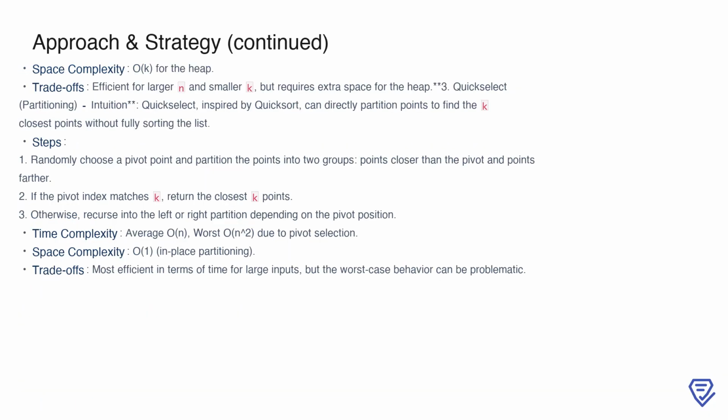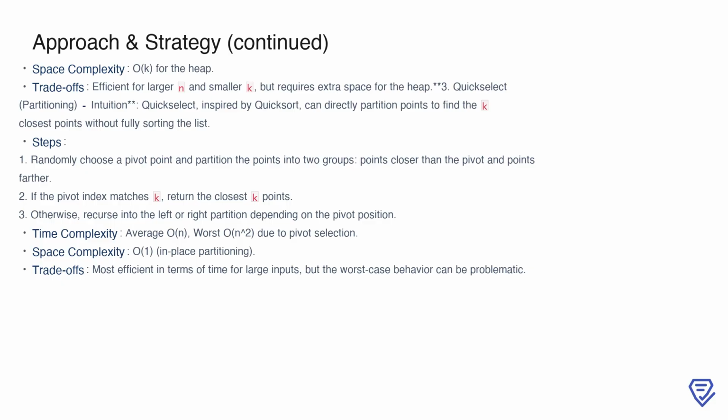The space complexity of the heap-based approach is O(k), as we only store k elements in the heap at any given time. This makes it memory efficient for smaller k values. However, it does require additional space for the heap structure itself, which is an important trade-off to consider.